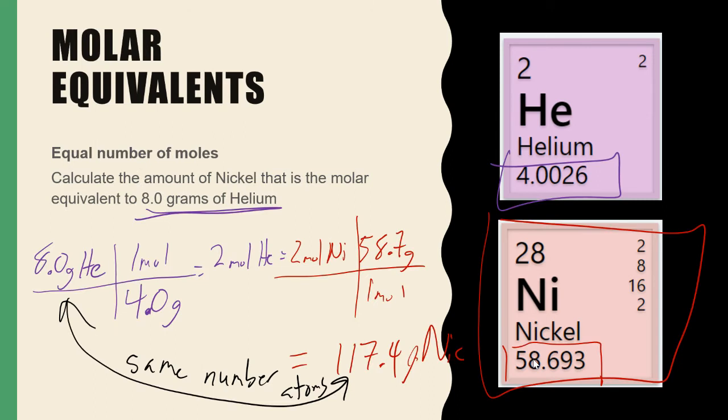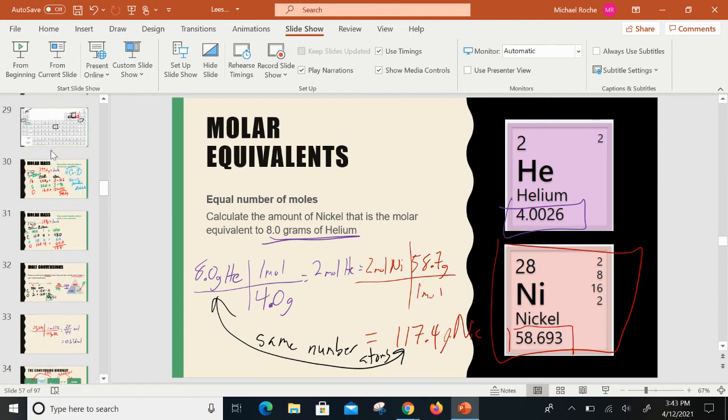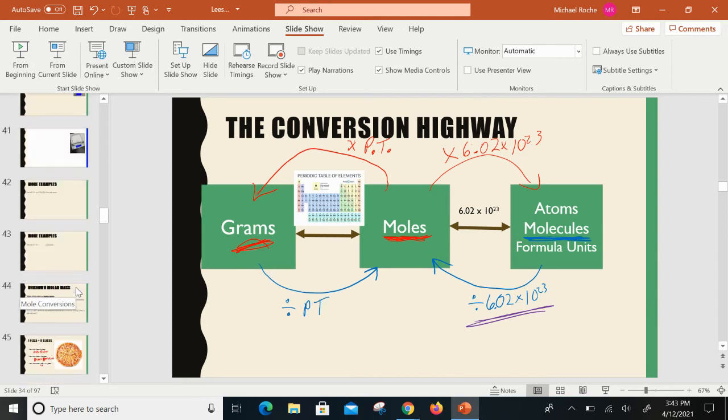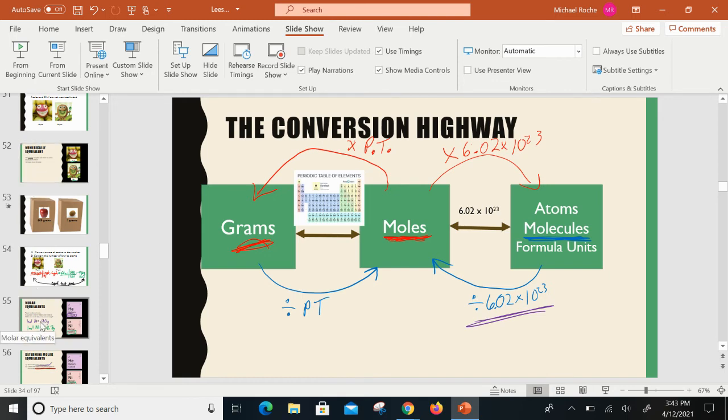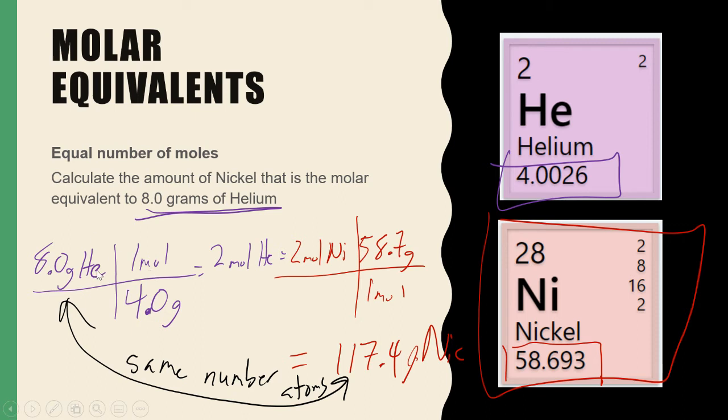and then take moles and bring it back to grams of the other thing. So if I said you have 8 grams of helium, what's the molar equivalent of nickel? 8 grams of helium is where I'm starting. That's my given. I need to convert that to moles. And you may recall, if we look at our little highway, if I go from grams to moles, I need to go to the periodic table and divide by what's on that periodic table. So to figure out how many moles there are in 8 grams of helium, I see that the mass of helium is 4 and divide 8 by 4 to get 2 moles.